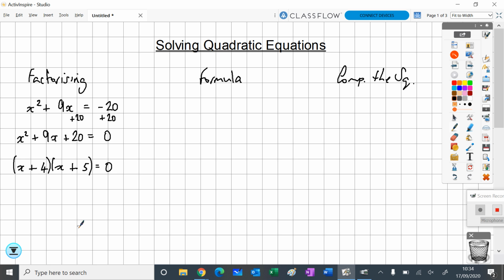Now it's at this stage that it becomes important that you have it equal to 0. We have a bracket multiplied by another bracket equaling 0. The only way that 0 can be the answer when you've done a multiplication is if one of the things that you're multiplying by is 0. So we know that either x plus 4 equals 0, or perhaps x plus 5 equals 0. Take 4 off each side, x equals negative 4. Take 5 off each side, x equals negative 5.